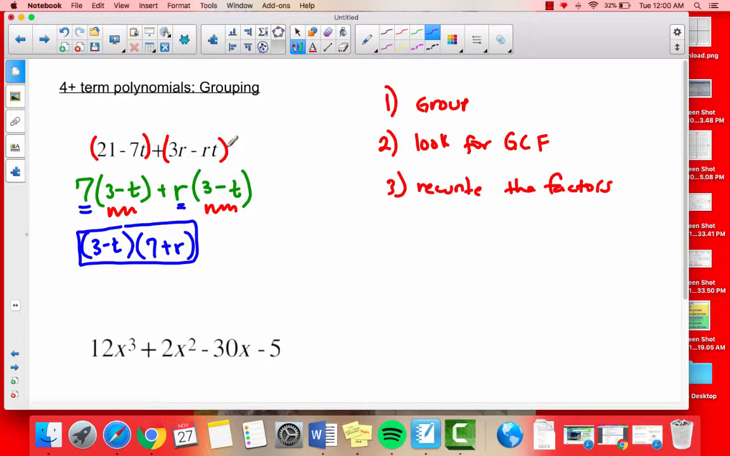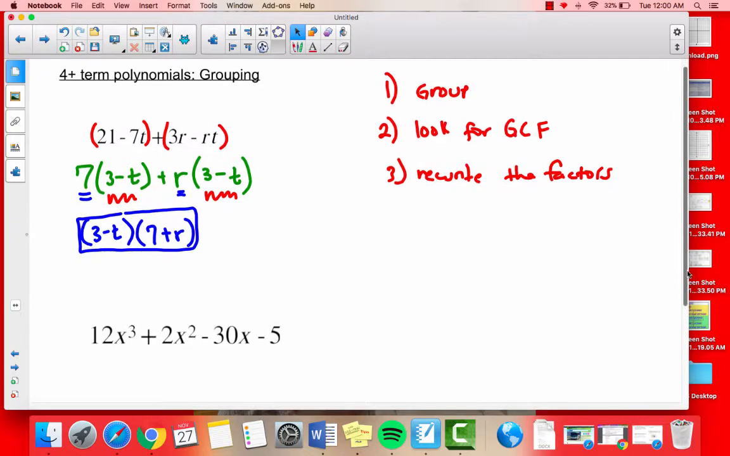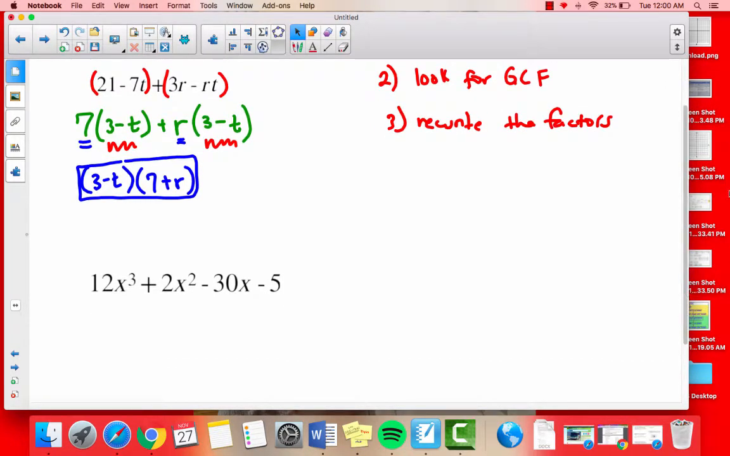So what I did is I grouped the first 2 and the last 2. I took out the greatest common factors, and then I just rewrote everything in 2 separate sets of parentheses, and we're done. So let's go ahead and try the next example just to get you used to the process. So I have 12x cubed plus 2x squared minus 30x minus 5. Again, I'm going to group the first 2 things together, and I'm going to group the last 2 things together.